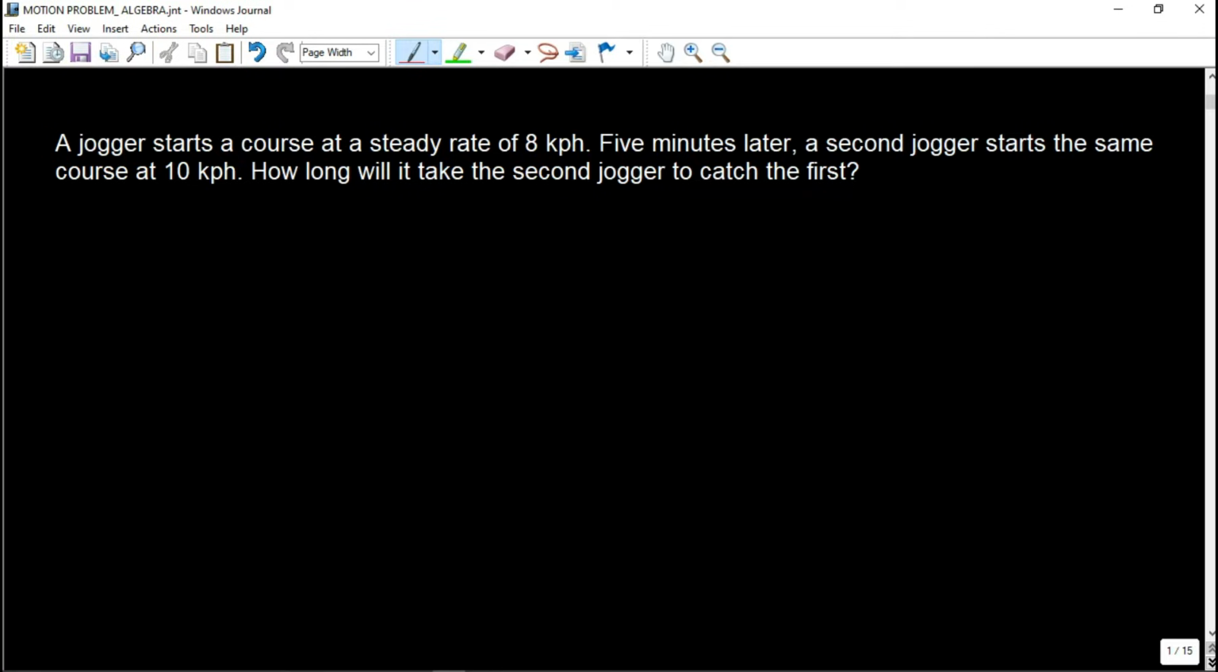So, for the second jogger to catch the first jogger, the distance that they covered should be equal. It's as if the two of them are side by side. Therefore, the distance traveled by the first jogger should be equal to the distance traveled by the second jogger. So this is the working equation for this problem. This is the concept.